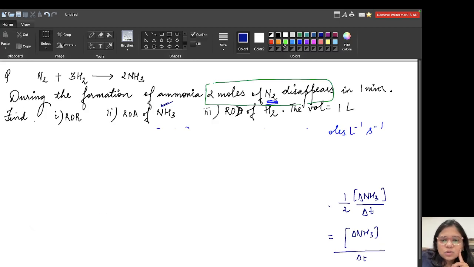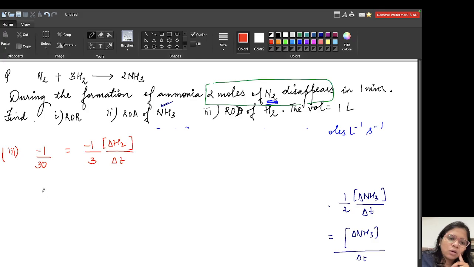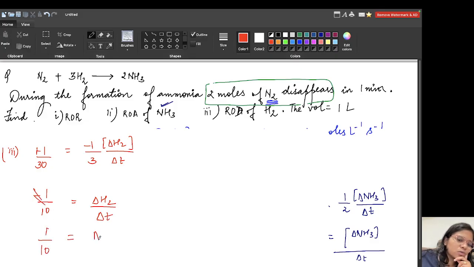Then the third part tells you to find the rate of disappearance of H2. Same thing, you need to connect. So you can connect 1 by 30 equals minus 1 by 3 delta H2 by delta T, which will be, minus minus, sorry, this will be plus. So 1 by 10 will be equal to delta H2 by delta T. Now since there are no signs here, we'll just ignore the sign and write 1 by 10 equals delta H2 by delta T.